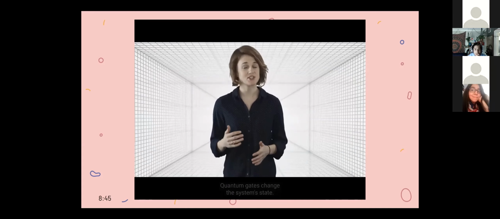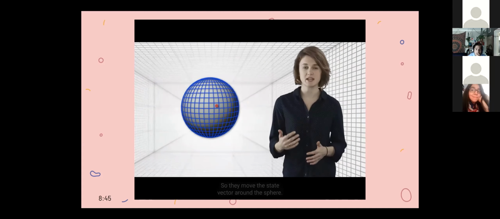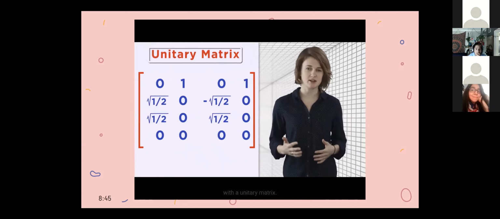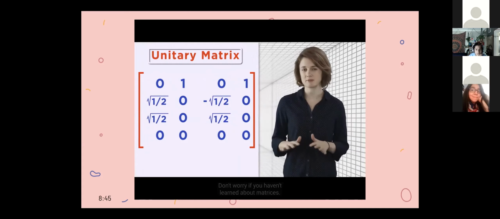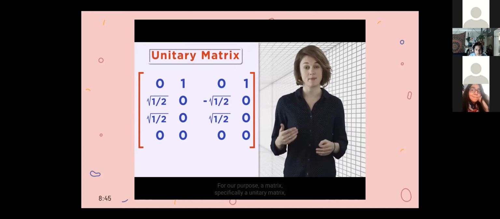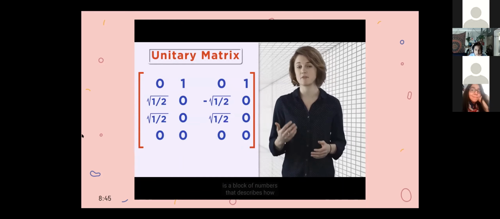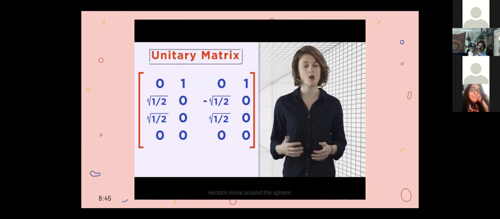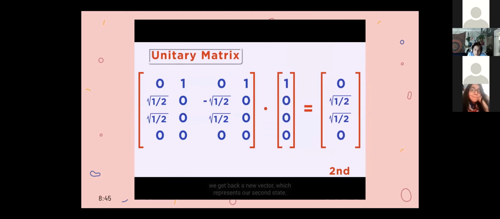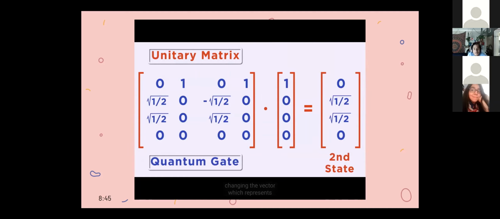Quantum gates change the system's state. So they move the state vector around the sphere. Mathematically, this is represented with a unitary matrix. Don't worry if you haven't learned about matrices. For our purpose, a matrix, specifically a unitary matrix, is a block of numbers that describes how vectors move around the sphere. When we multiply it by the starting vector, 1, 0, 0, 0, we get back a new vector, which represents our second state. Each quantum gate is a different unitary matrix, changing the vector, which represents the state of the qubits.